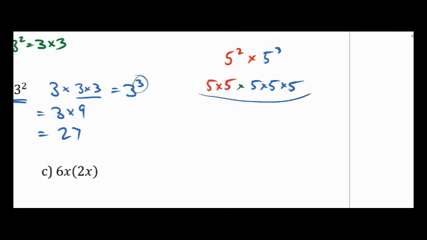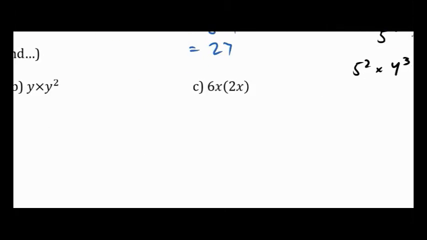So how many do I have total? What do you think, Caleb? 5. I have 5 total, so it's 5 to the 5. 2 plus 3. 2 from here, 3 from here, 5 total. See what I'm getting at? So we're adding the exponents. But if it was 5 squared times 4 cubed, then you can't do it. There's nothing you can do to simplify that.